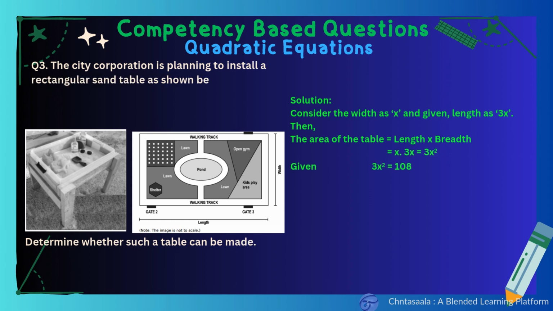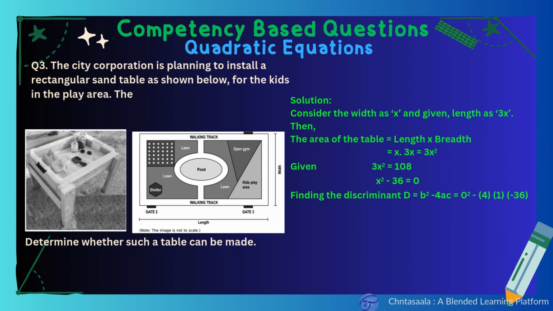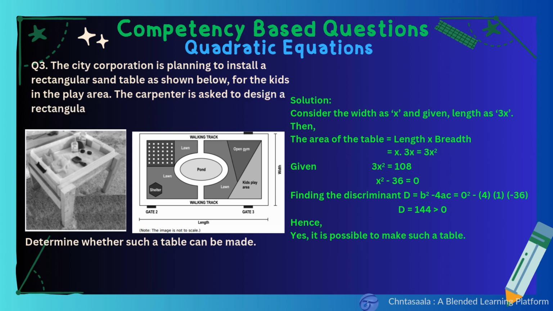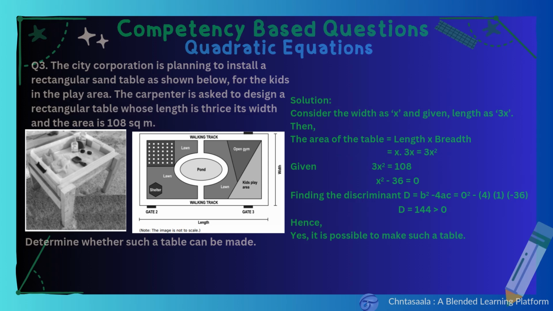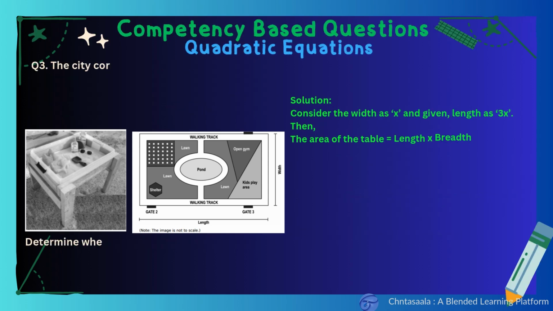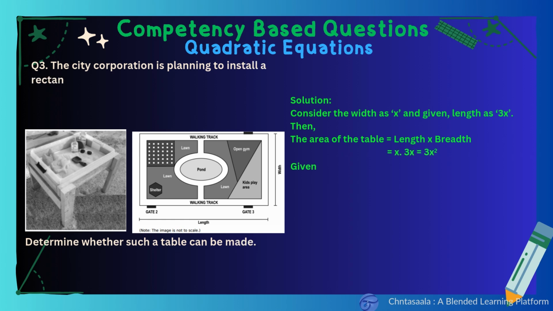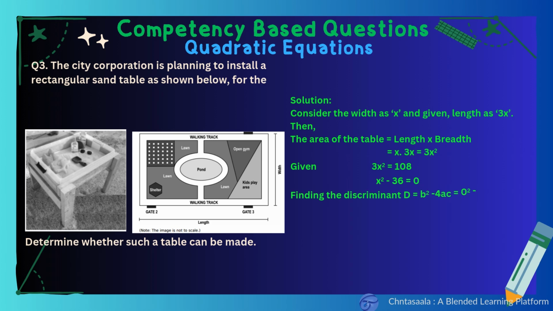The carpenter is asked to design a rectangular table whose length is thrice its width and the area is 108 square meter. Now it is very clear that whether such a table can be made can be found out by checking whether the quadratic equation formed by calculating the area of the table will have discriminant greater than or equal to 0. That means the quadratic equation has real roots. Consider the width as x, and the given length as 3x. Then the area of the table equals length × breadth, which is x multiplied by 3x, which is again equal to 3x².